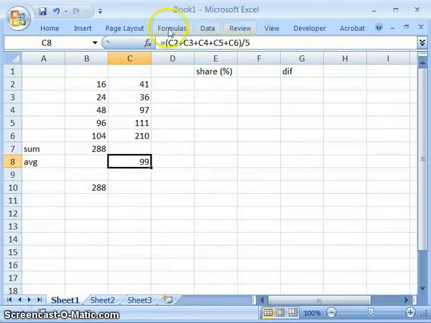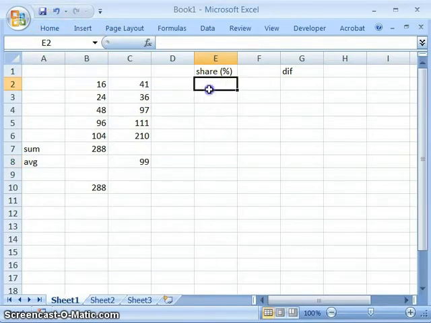Now, there's also in Excel a formula that's called AVG. It adds up the numbers and counts how many there are, and it does it for you. So there's another way, an easier, faster way to do it.